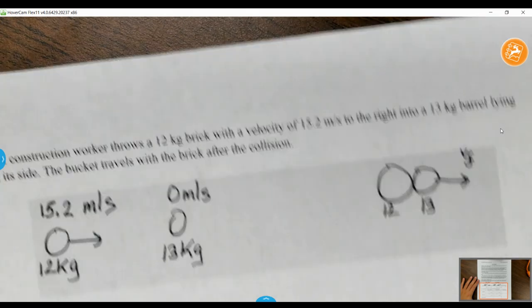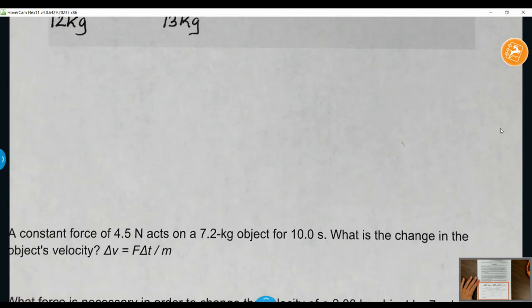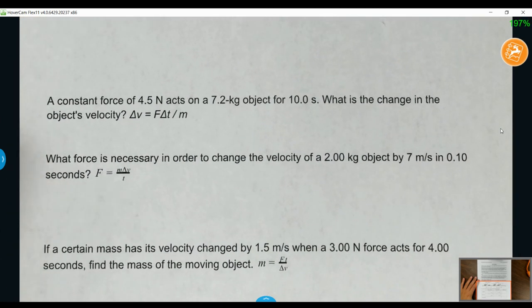Okay, this guy here is just done like we did the first one of these. All right, it's an inelastic collision, solving for VF. And then these last couple here.